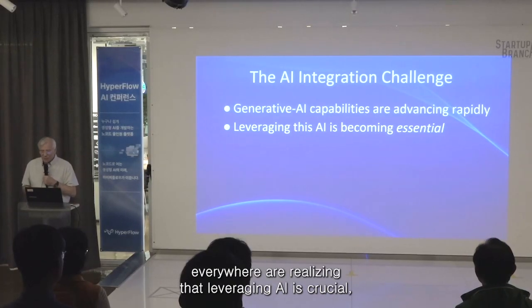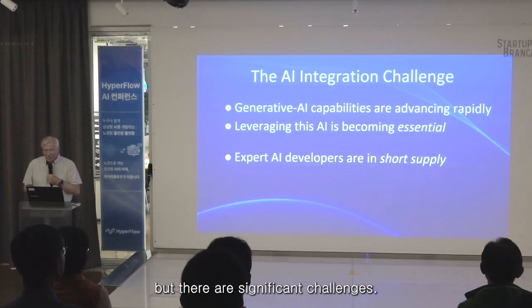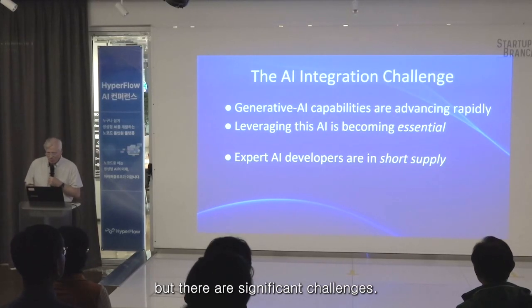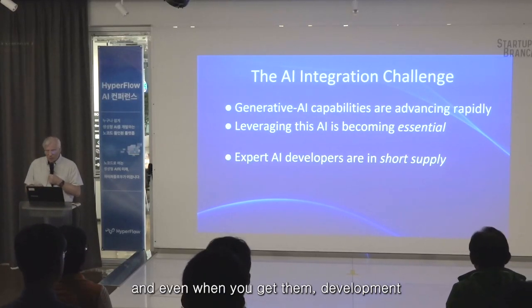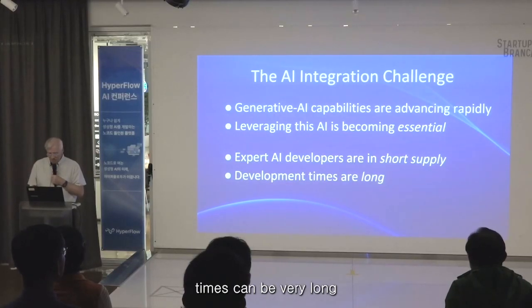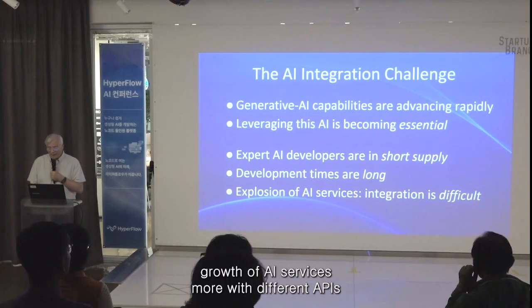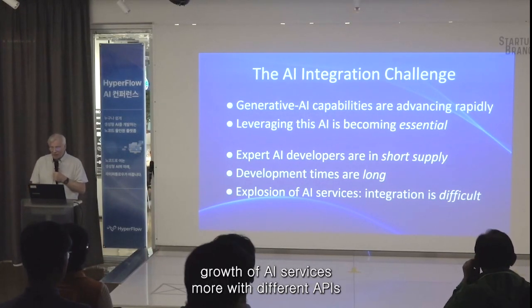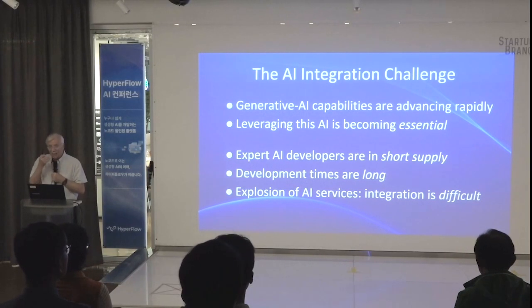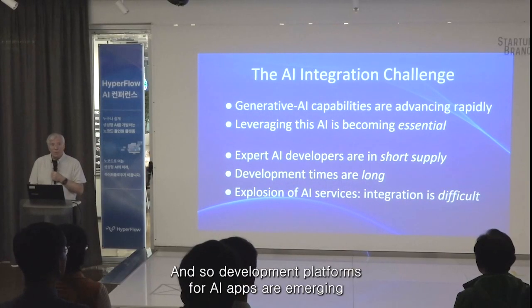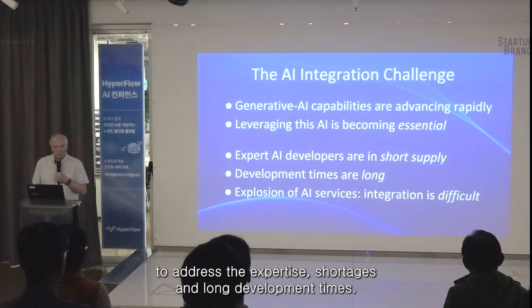Businesses and institutions everywhere are realizing that leveraging AI is crucial. But there are significant challenges. Developers with expertise in this field are scarce, and even when you get them, development times can be very long. This explosive growth of AI services, all with different APIs and integration schemes, has contributed to these long development times. And so, development platforms for AI apps are emerging to address the expertise shortages and long development times.